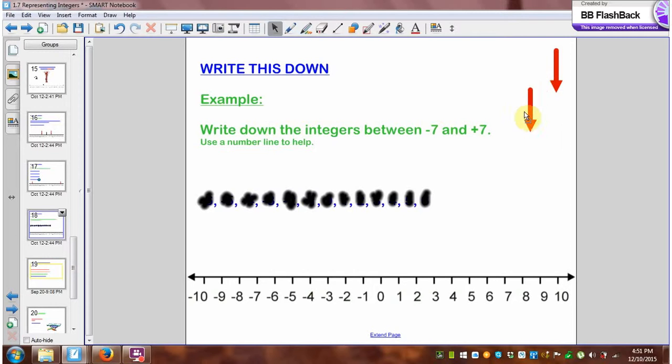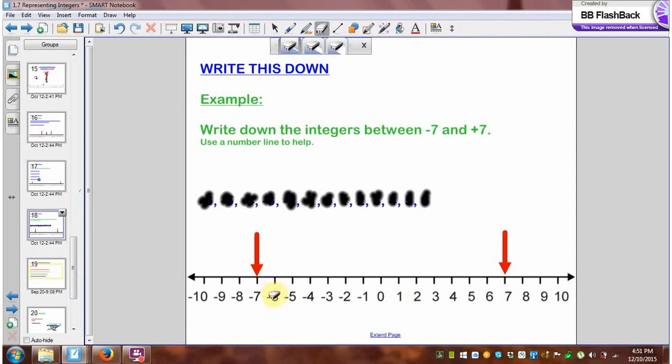Okay, write down the integers between negative 7 and positive 7. So let me just point out negative 7 on the number line. Here's my 0. Negative 7 is to the left of 0, so negative 7 is here. It's marked off for us. And let's find our positive 7. Right there. So now we have to write down the integers in between. If you got them marked off like this, it's really easy to see the integers in between. The integers in between are down right here. Negative 6, negative 5.